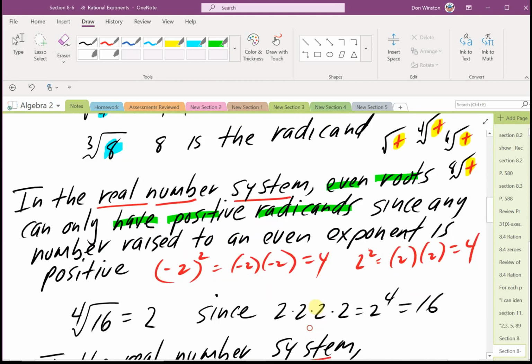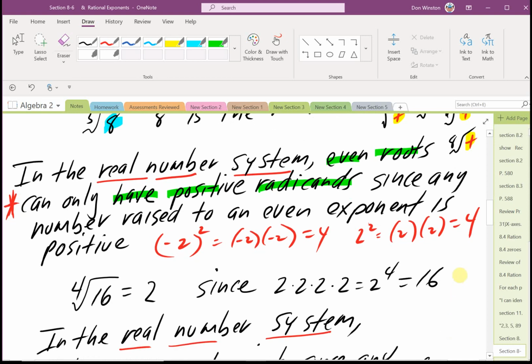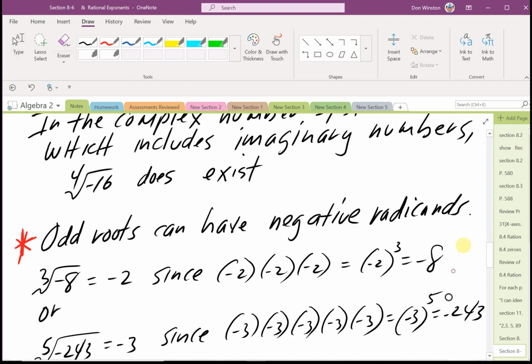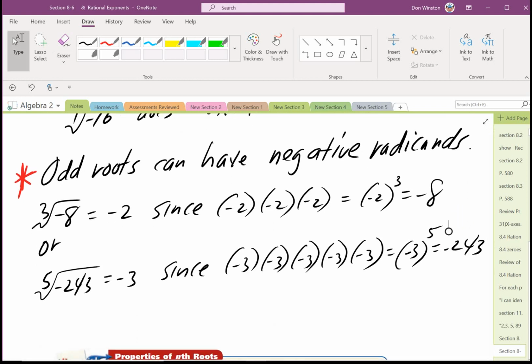And even roots can only have positive radicands. Two important points: even roots can only have positive radicands, and odd roots can have negative radicands. They can also have positive radicands, because the fifth root of 243 will equal 3, or the third root of 8 would equal 2. So odd roots can have negative radicands as well as positive.